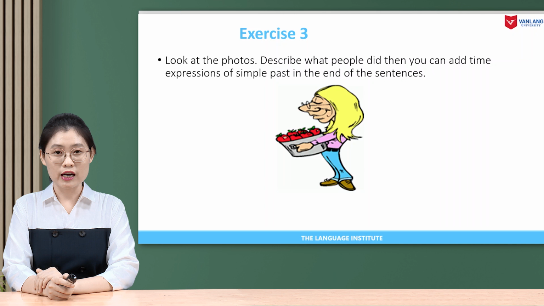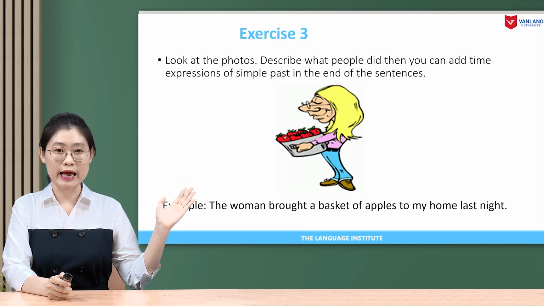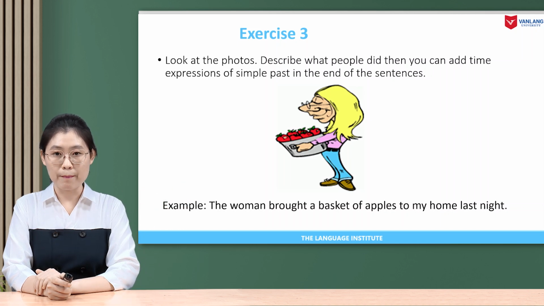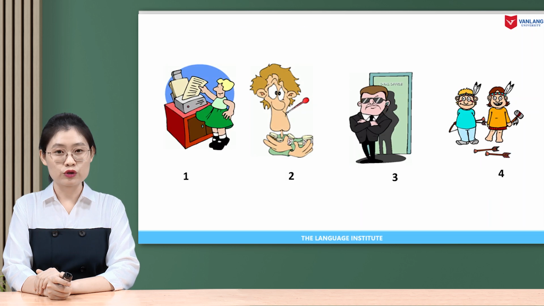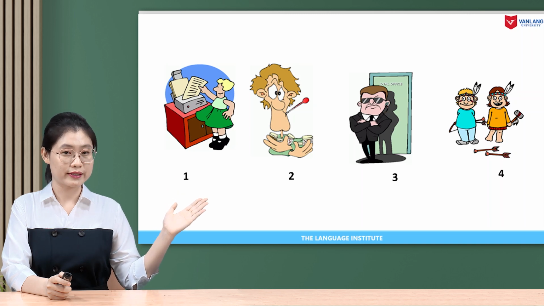Alright, another challenge for you in exercise 3. Please look at the photos. Describe what people did, and you can add time expressions in simple past at the end of the sentences. For example, you can look at the picture and you can say, the woman brought a basket of apples to my home last night. So now it's time for you to practice with those pictures.